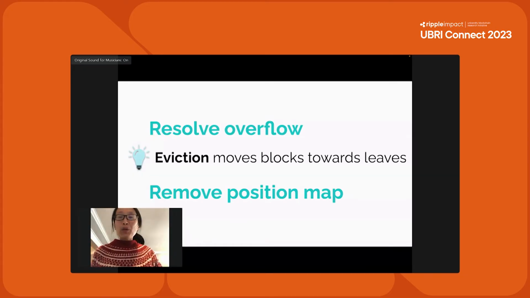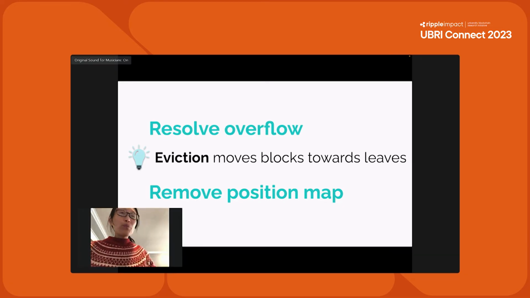The idea is that we are going to introduce a background eviction process. This is like the maintenance work I have to do to make sure none of the buckets will ever overflow. You can imagine in the background, I'm trying to move blocks towards the leaves. And when I do the eviction, I still have to respect the path invariant, that every block is assigned to some designated path, and blocks can only move along its own designated path.